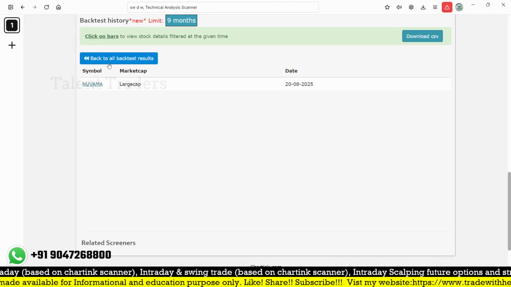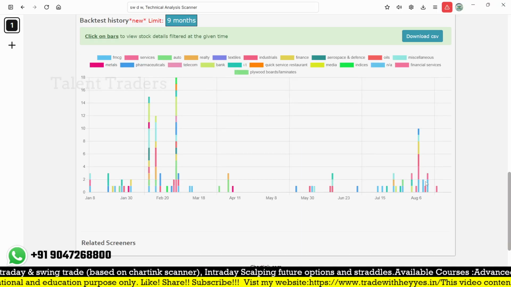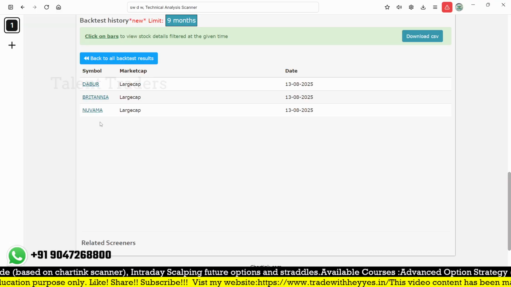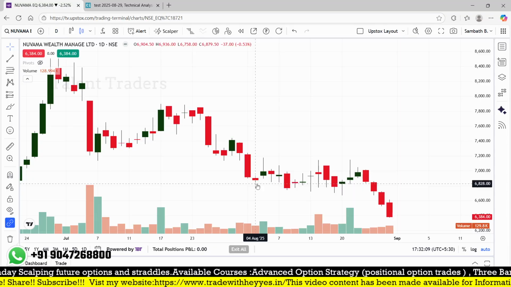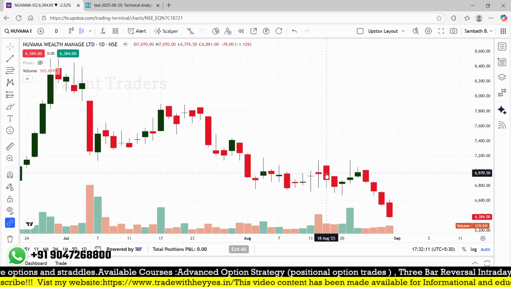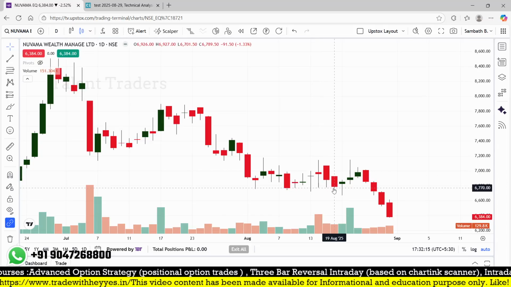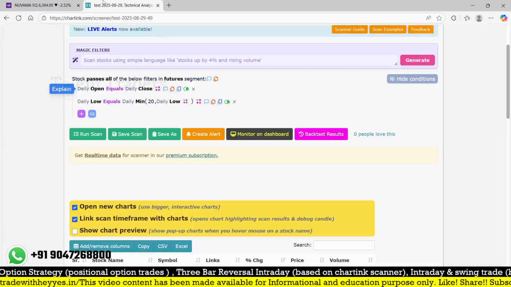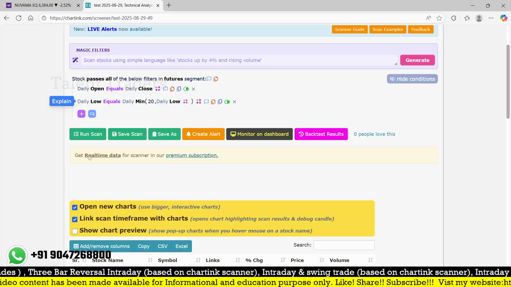This is one kind of scanner which I am using for my swing logic. A few more stocks are Dabur, Britannia, Nuvama. Again, Nuvama on the 13th is maybe the point where it gives you a breakout, and this may be a stop loss. In this case, this particular point triggered our stop. And one more stock we found is Britannia, Dabur.